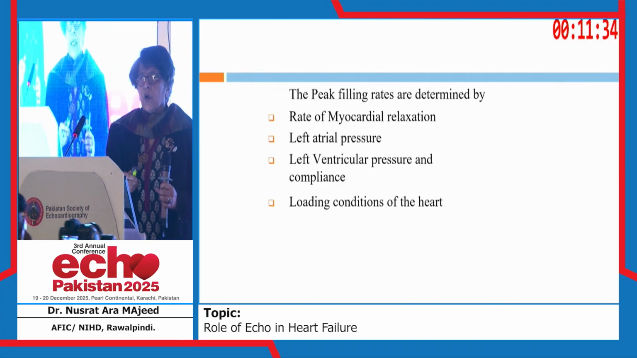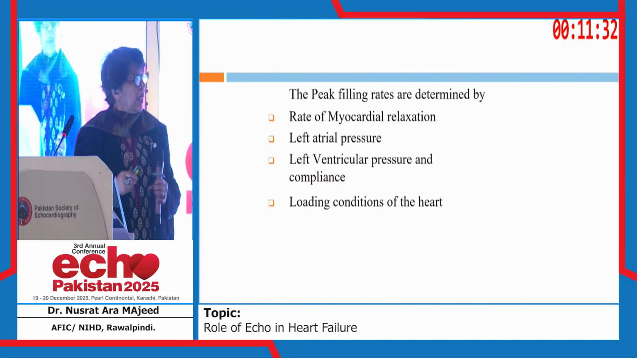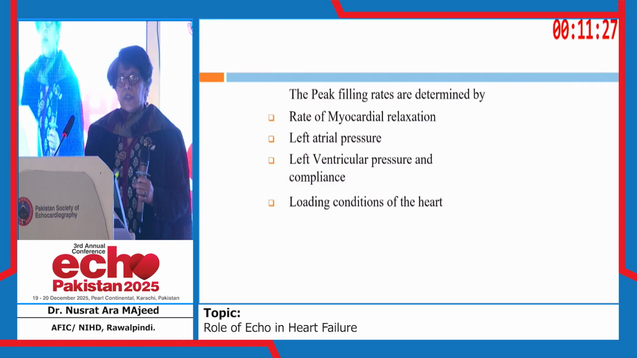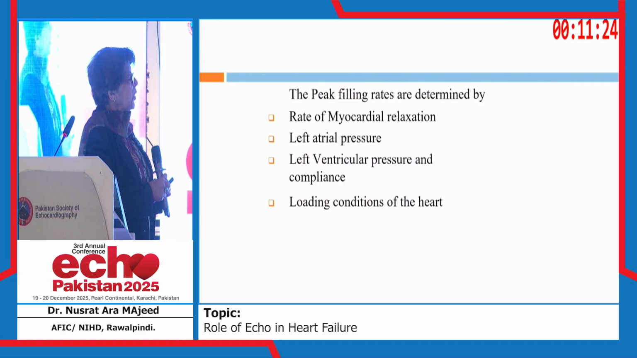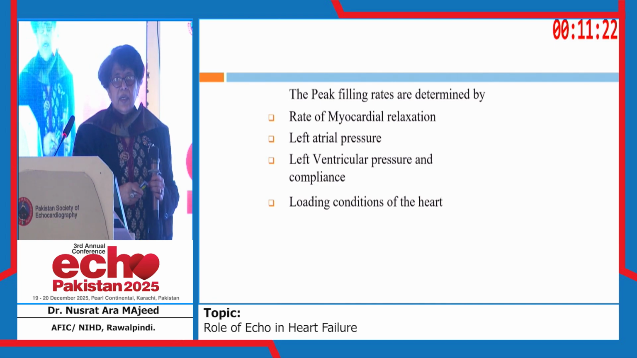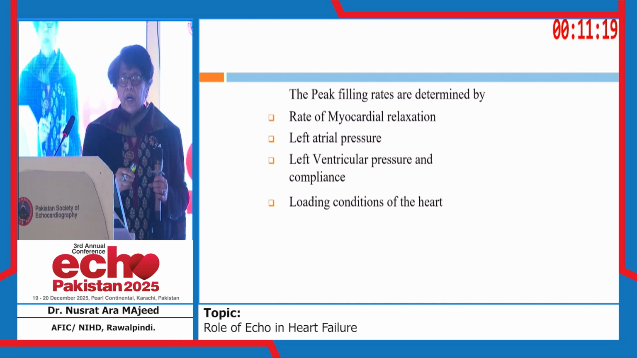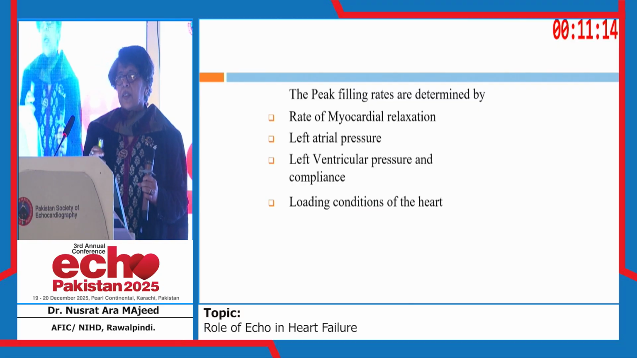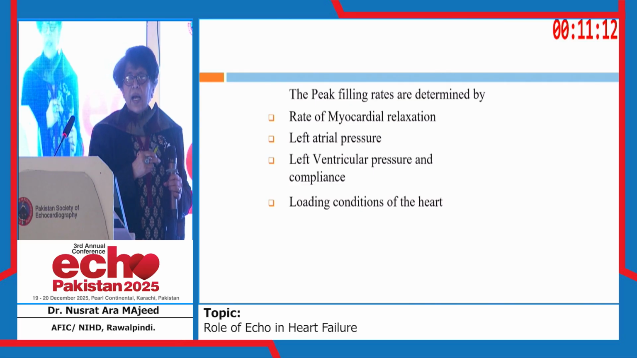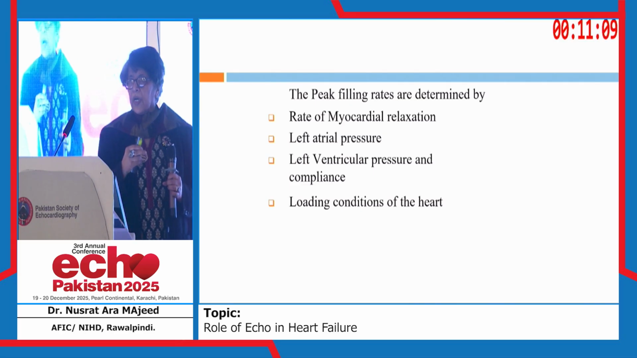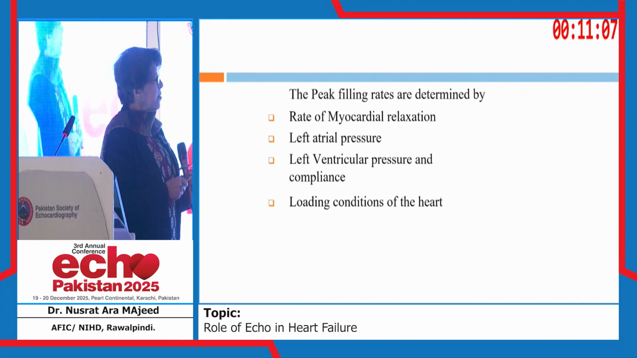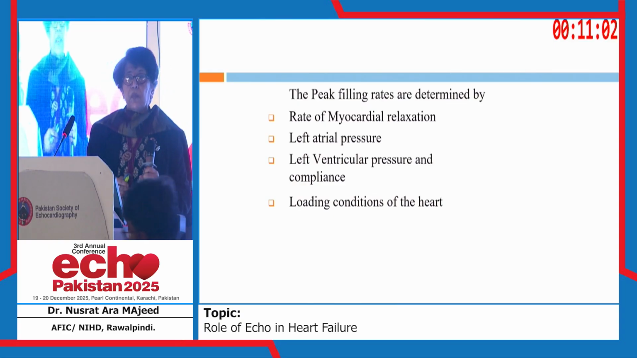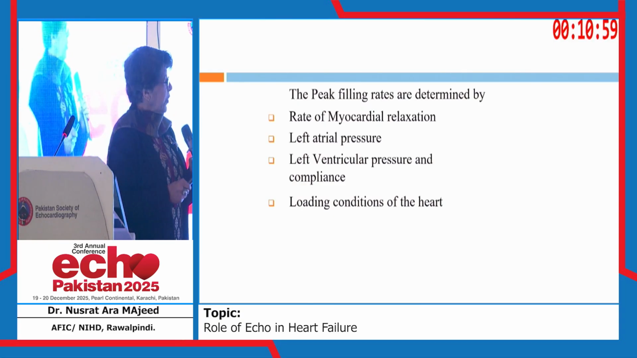Now, for diastolic dysfunction, I've always talked about the pathophysiology of the disease, and you have to see what the peak filling rates are determined by. It's determined by the rate of myocardial relaxation, left atrial pressure, please pay attention to that, because once you understand this, it will be very easy to classify your diastolic dysfunction, and then left ventricular pressure and compliance. And last but not the least, but very important, the loading conditions of the heart.